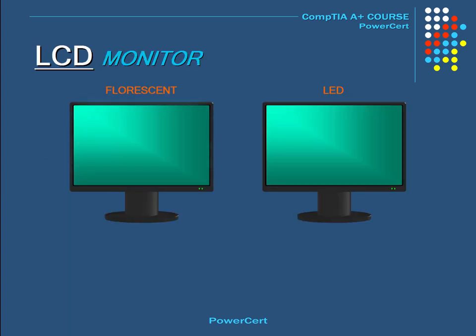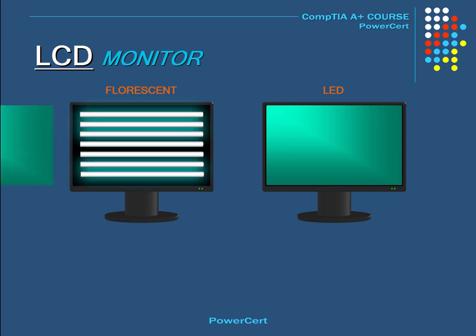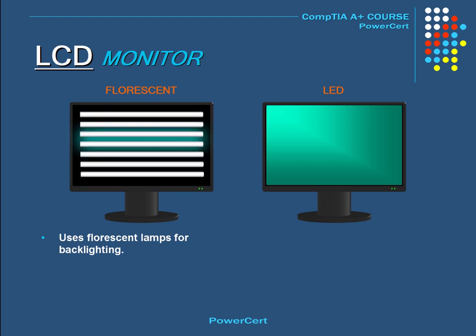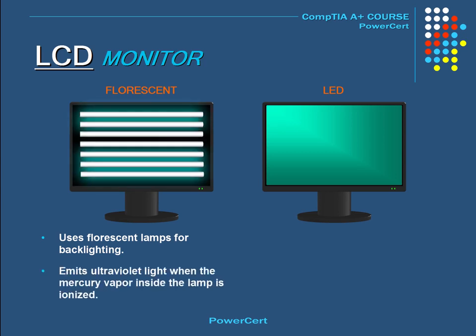In order for LCD monitors to show an image on a screen, it needs a light source. And there are a couple of types of backlighting that an LCD monitor uses. And one type of lighting is by using fluorescent lamps. These fluorescent lamps are the circular or straight tubing types, similar to the regular fluorescent lamps that we're all used to seeing. These lamps emit ultraviolet light that's created when the mercury vapor inside the lamp is ionized.